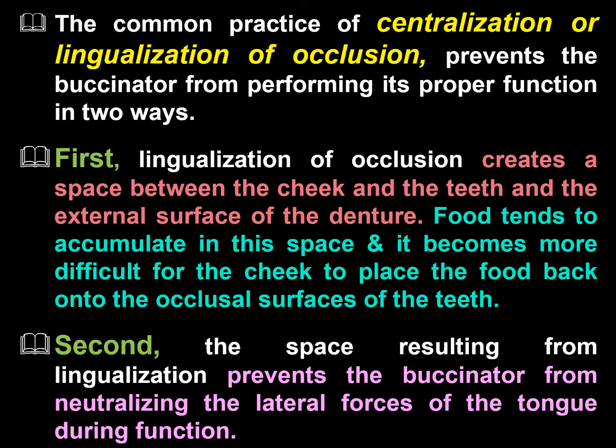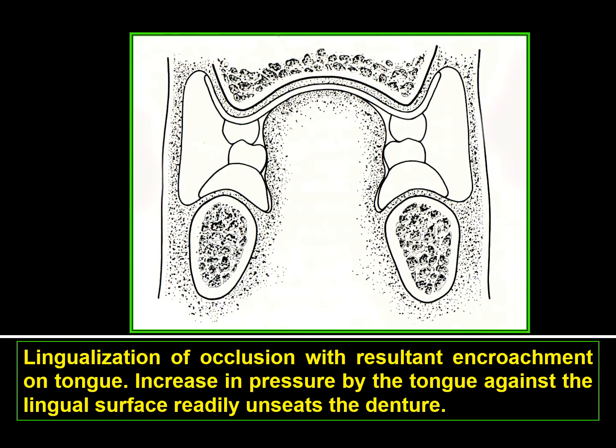The common practice of buccalization or lingualization of the occlusion prevents the buccinator from performing its proper function in two ways. The first, buccalization of the occlusion creates a space between the cheeks and the external surface of the denture, so food tends to accumulate in this space and it becomes more difficult for the cheeks to place the food back onto the occlusal surface of the teeth. Second, the space resulting from buccalization prevents the cheeks from neutralizing the lateral force of the tongue during function. This is what is called lingualization of occlusion, resulting in encroachment on tongue space, increasing the pressure by the tongue against the lingual surface, and this results in instability of the denture.